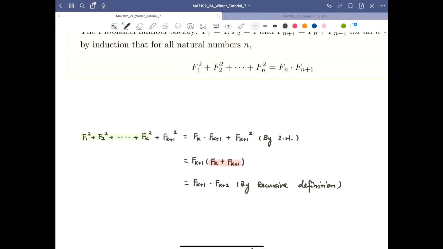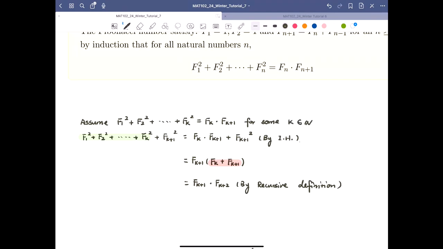So now, if you look at this, you can see that when I use IH, I've only used P of k. I did not use anything else. So I don't need a strong induction here. Does that make sense to you? This part is only P of k. So I can write my IH now. So assume F1 squared plus F2 squared up to Fk squared equals Fk times Fk+1 for some k in natural numbers.